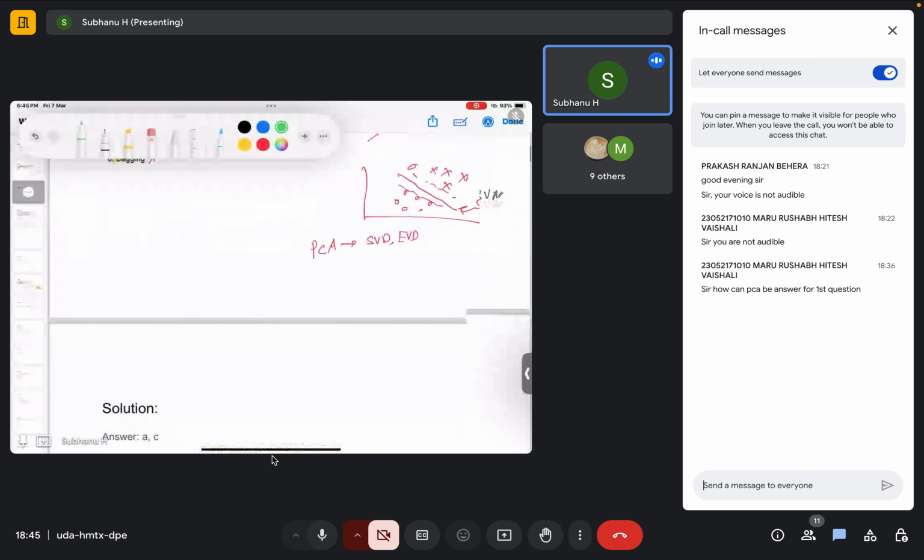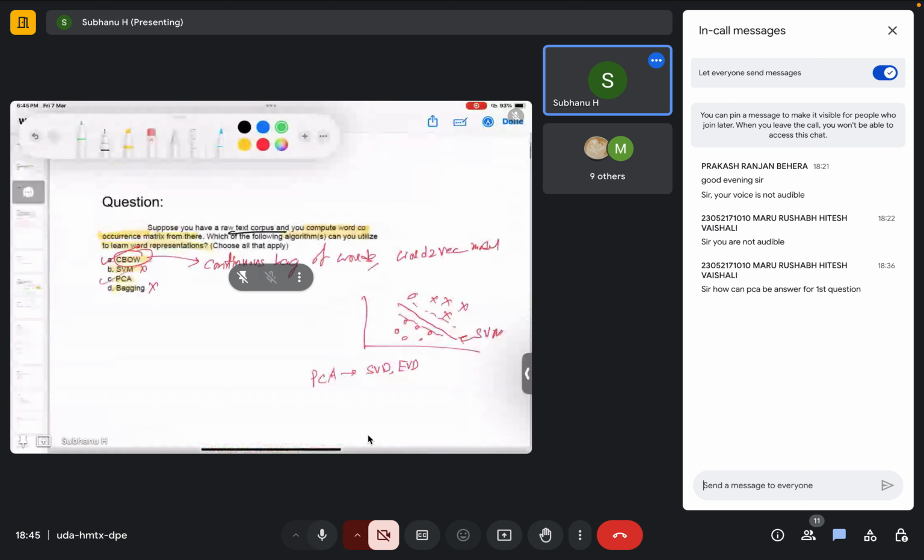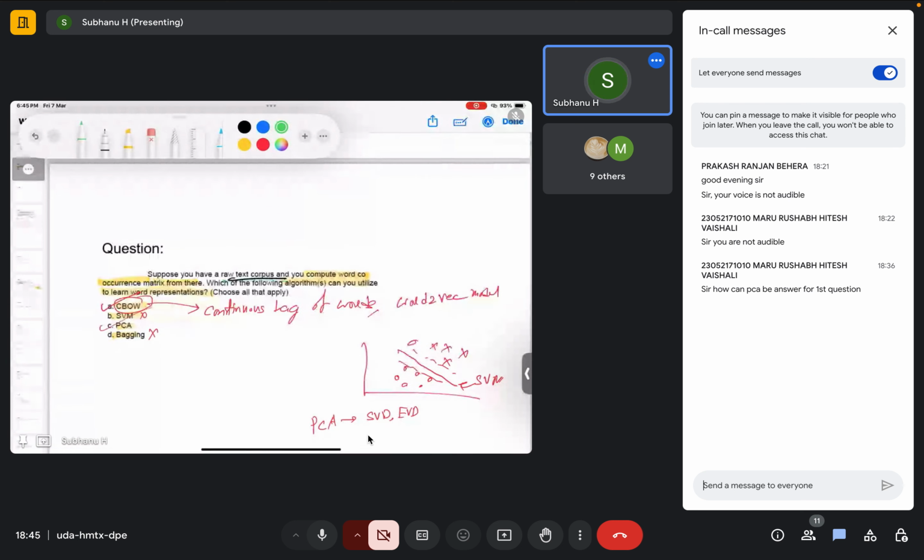This question says suppose you have a raw text corpus, and you compute a word co-occurrence matrix from there. So what is the informal algorithm for constructing word spaces?